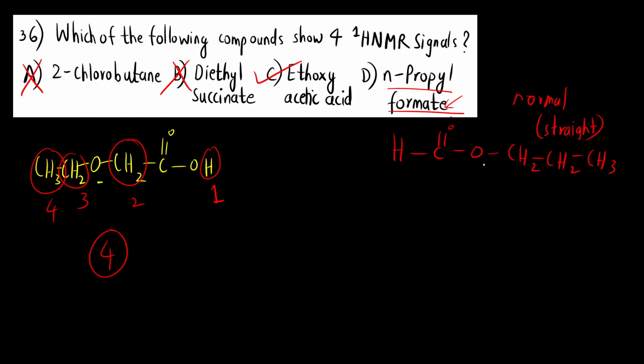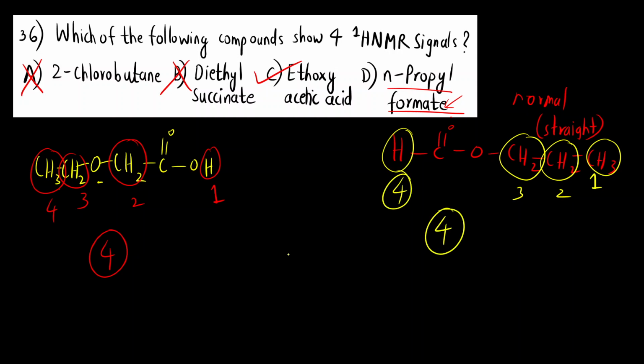Okay, now we can count. 1, 2, 3, and this proton 4. So here also 4 signals are present. So option D is correct. Which are the correct answers? Correct answer for this is C, comma D.